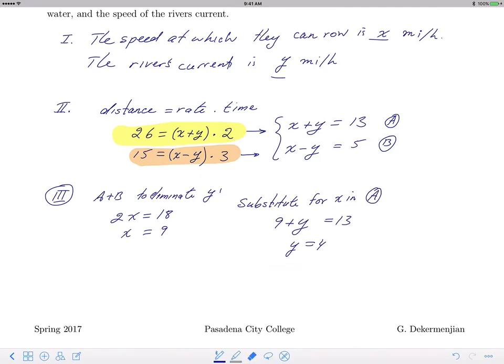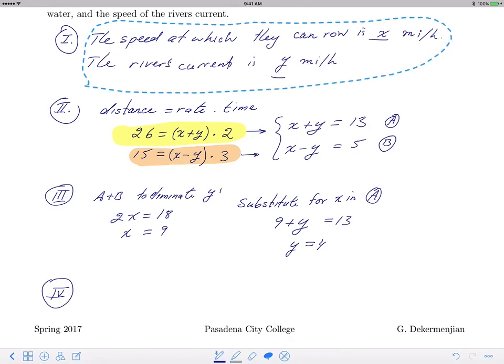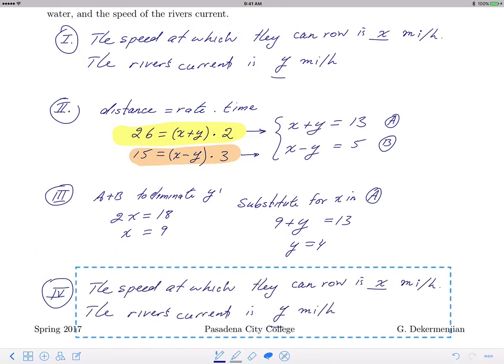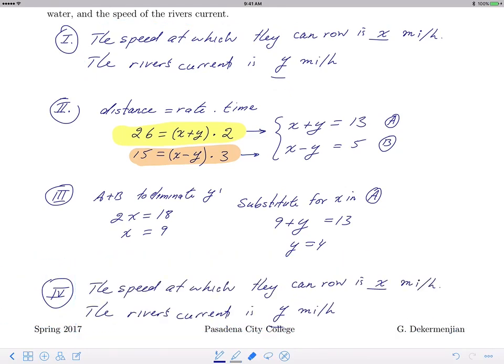Okay, now in step 4, we can go back to the sentence we wrote earlier and rewrite this sentence. But instead of x, that's the speed at which they can row, that's 9 miles per hour. And instead of y, that's the river's current, that is 4 miles per hour. And that solves the problem.